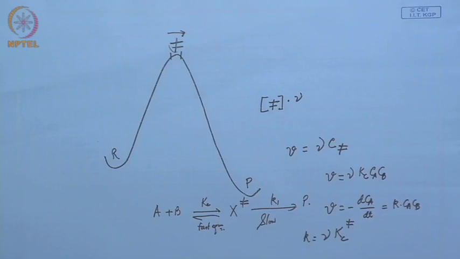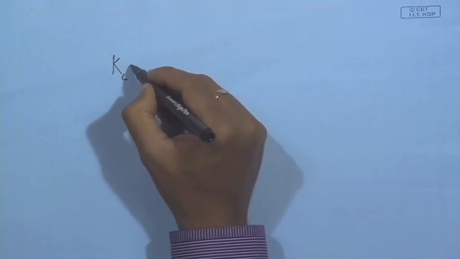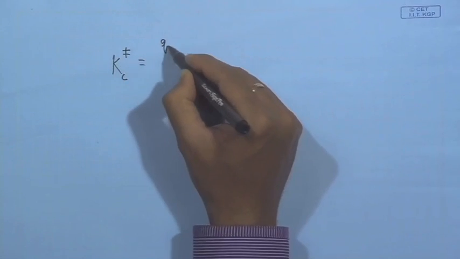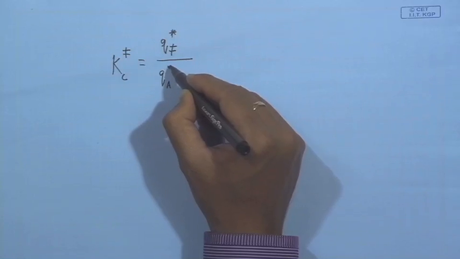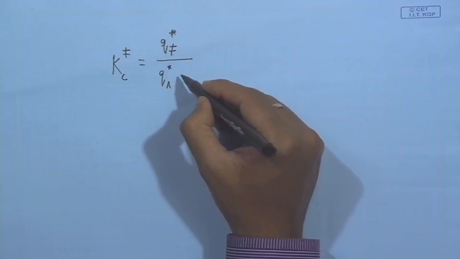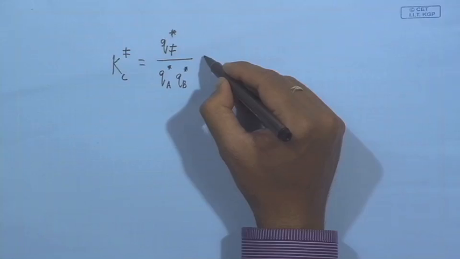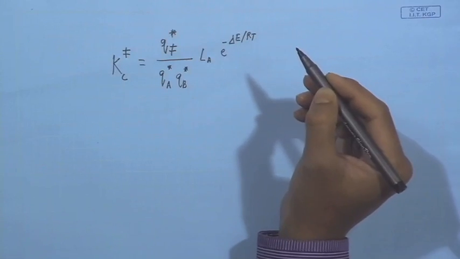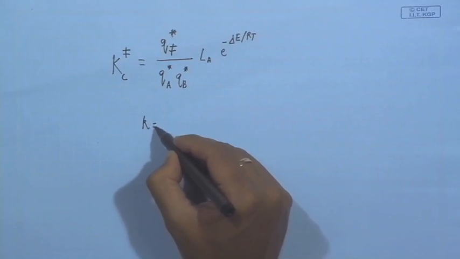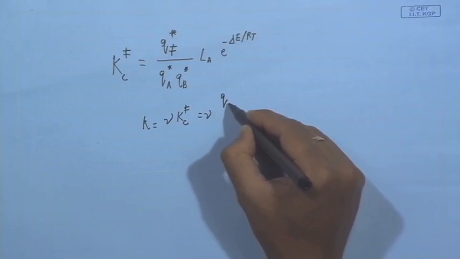Next, from statistical thermodynamics, we can write the equilibrium constant Kc double dagger, or maybe you can write Kc as well, as Q double dagger star divided by Qa star, then Qb star, and Avogadro number La, e to the power minus delta E by RT. So ultimately K is equal to nu times Kc.